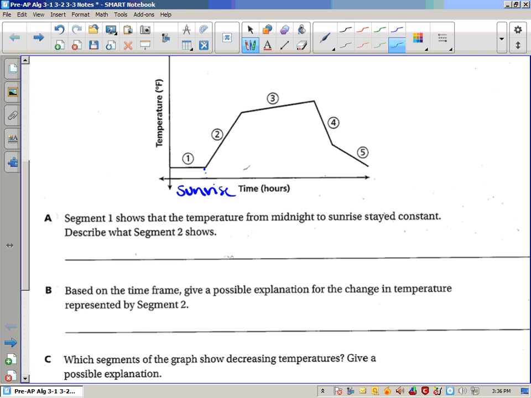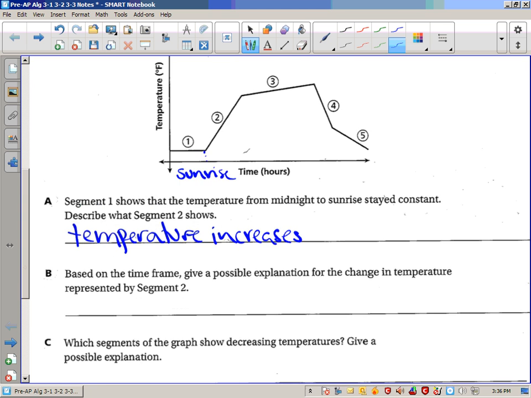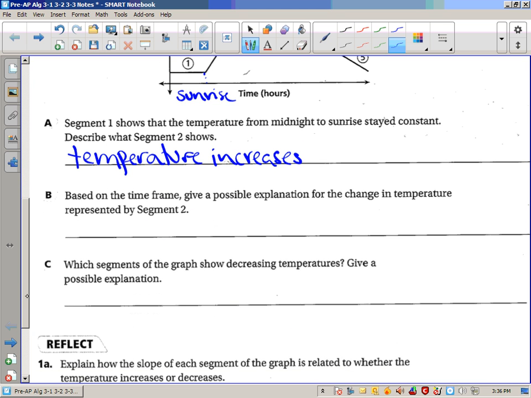And then section 2 shows something different. A lot of us have an instinct about reading a line graph and interpreting it in terms of real life experiences. So segment 2 goes up from left to right. So we would assume that means that the temperature increases. Line goes up, temperature goes up. So based on the time frame, give a possible explanation for the change in temperature.